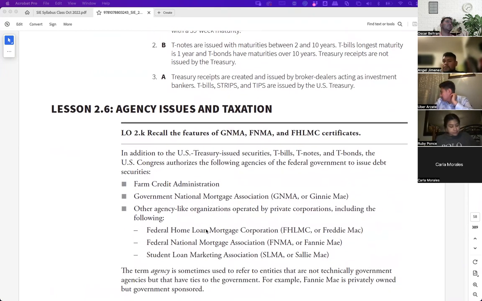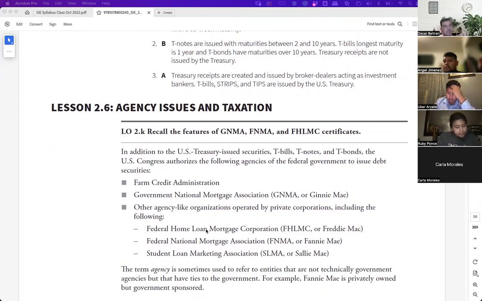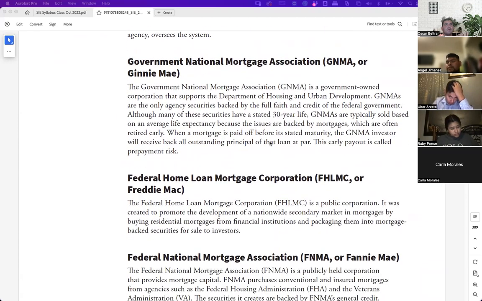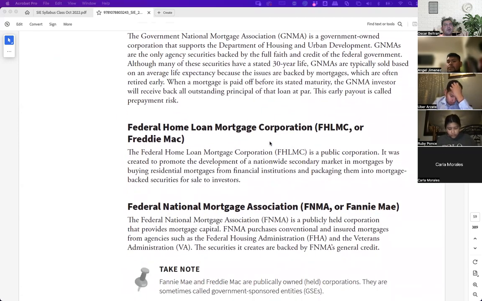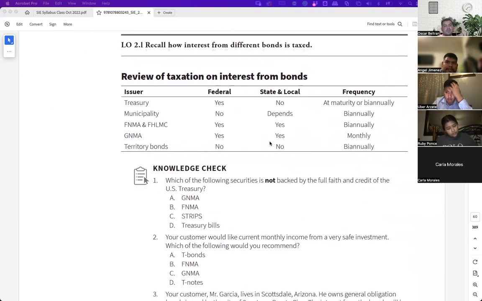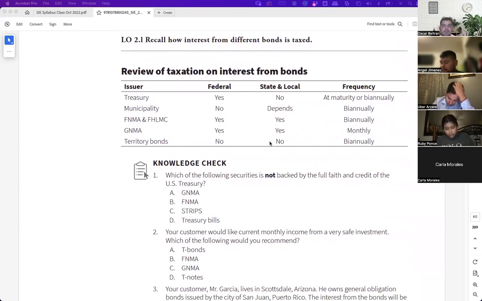And then I'll be honest, for lesson 2.6 about the different agencies, I wouldn't worry too much about this. Just kind of know what it is, because at the end of the day, this talks more about mortgages, home loans, that kind of stuff. So it's not really relevant towards our industry. But obviously go over it. I still don't know why they have it on the exam, to be honest. It's one of the most annoying questions on there. It's literally irrelevant.